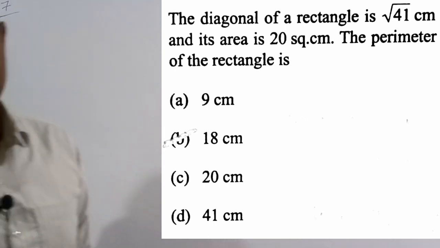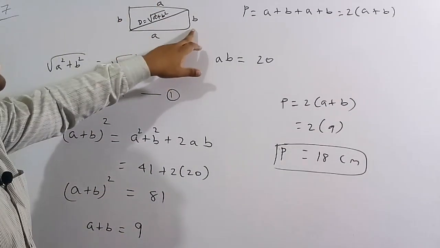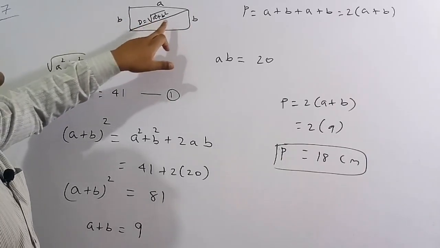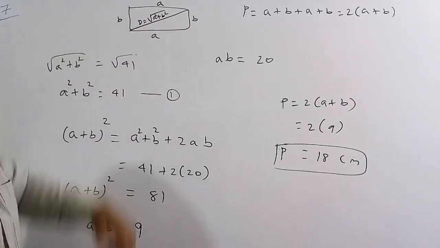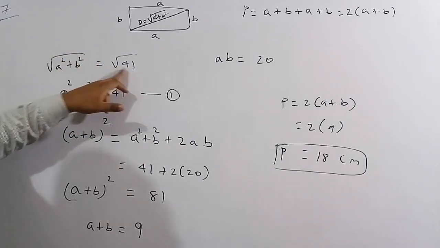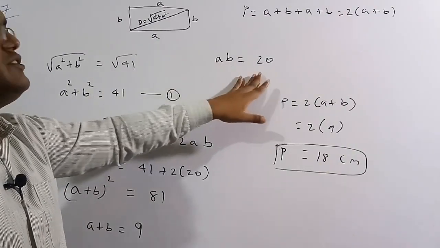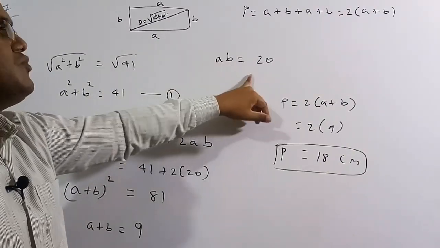So let's solve this numerical. So this is a rectangle. The opposite sides are equal in length, and these are a and b. So the diagonal of this rectangle is under root of a square plus b square by Pythagoras theorem. The diagonal length they have given is under root 41. Therefore a square plus b square is equal to 41, and the area of this rectangle is 20. This is a into b is equal to 20.